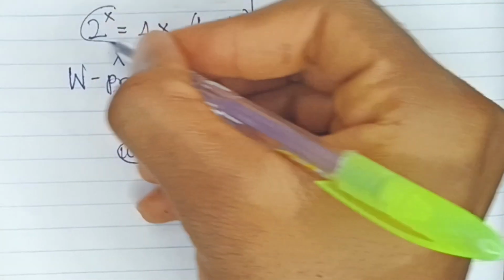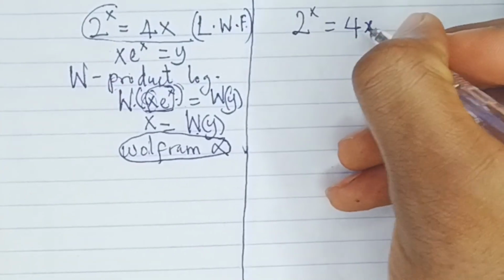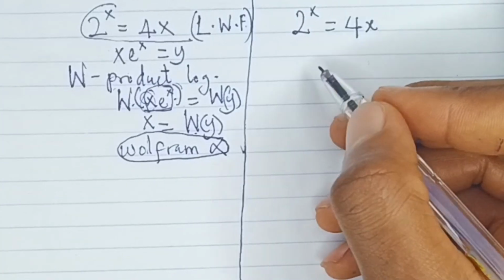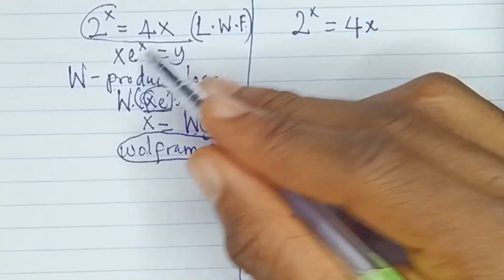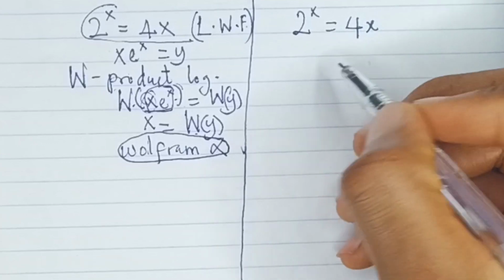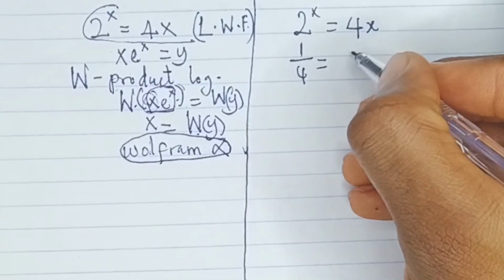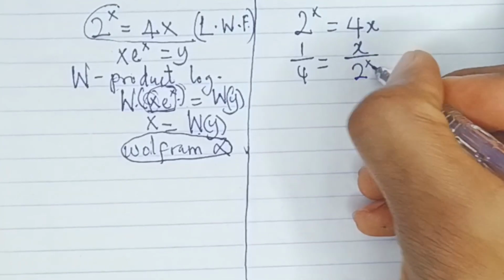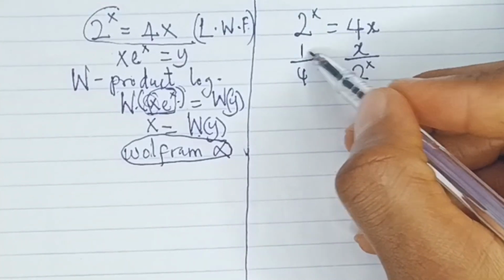So let's apply it in this question we have, for example. We have 2 raised to power x is equal to 4x. And as I said earlier, we are going to be making use of the Lambert W formula. First thing to do is to get this thing looking like this. Let me keep 1 over 4 one side. So I have 1 over 4 is equal to x over 2 to the power of x. Does it make sense? Because I can divide both sides by this and divide both sides by this.